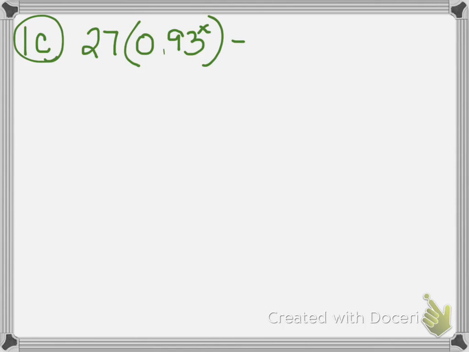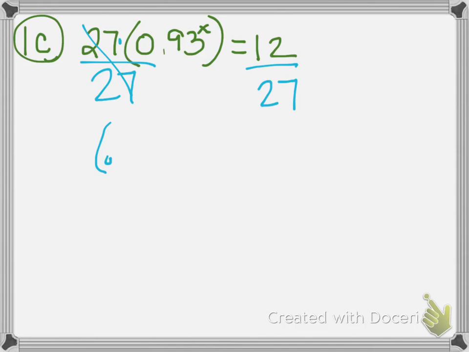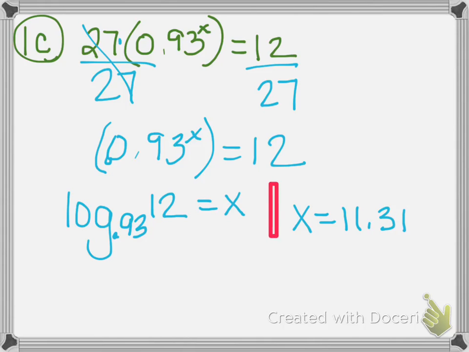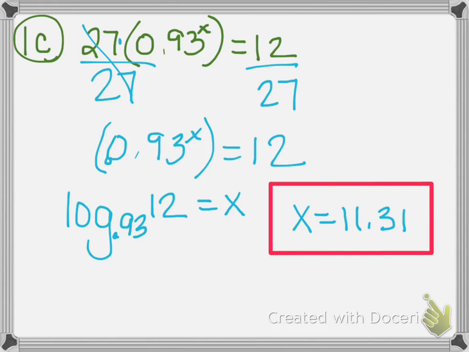equals 12. So again, we'll start with our algebra first. We'll get rid of the 27 times, so I have to divide by 27. 0.93 to the x equals 12. Again, definition of logarithm. So log base 0.93 of 12 equals x. And solving, we get x equals 11.31. So x is 11.31 for rounding.